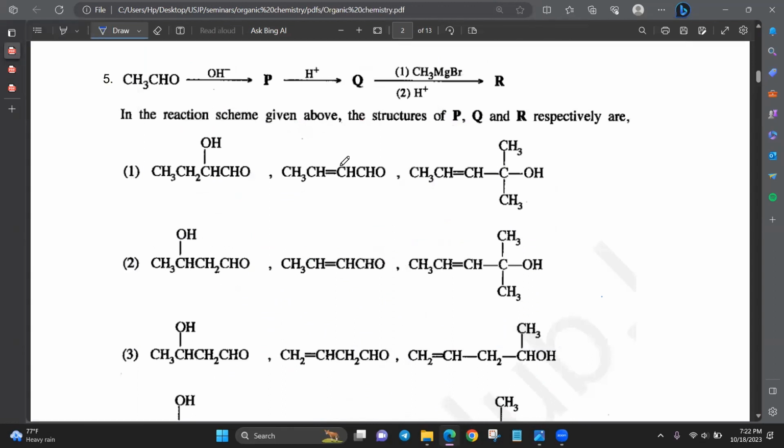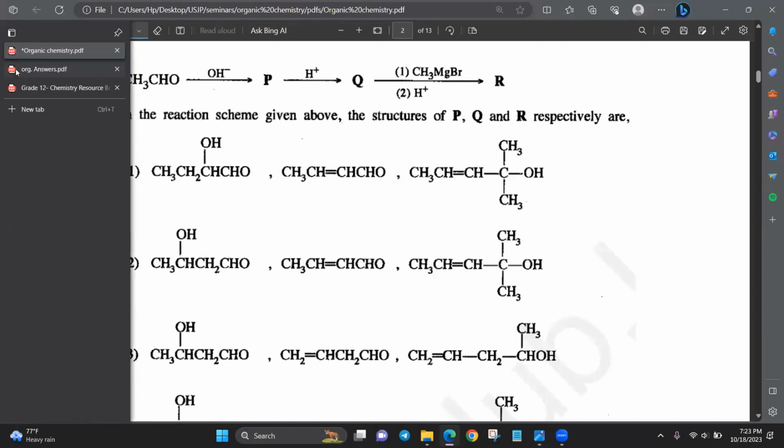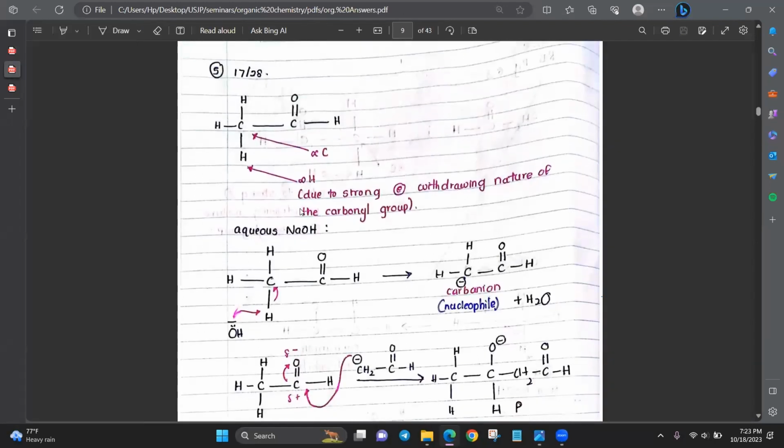In the fifth question, in this reaction scheme, we have to identify what the P, Q, and R structures are, right? So the first molecule is what? This is an aldehyde. So when we add OH minus to an aldehyde, what is the product? That is our first step.